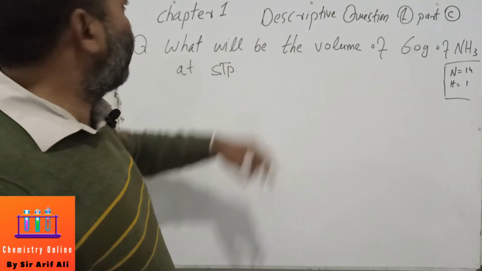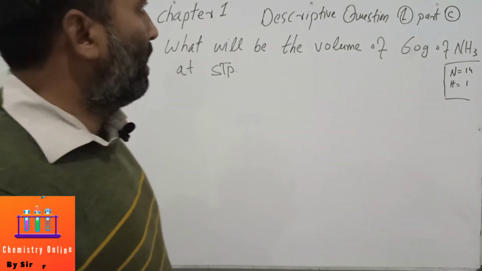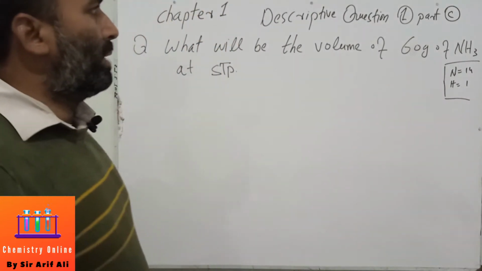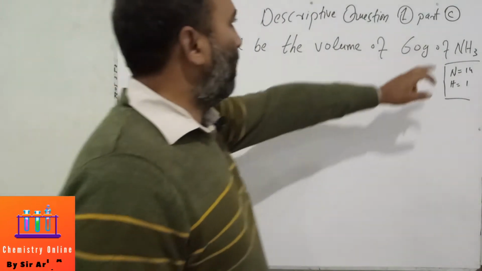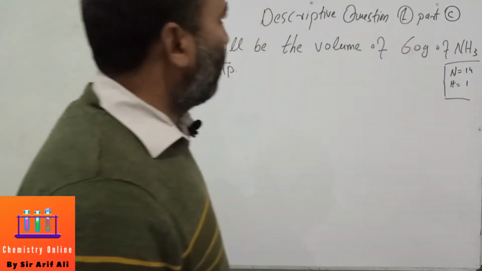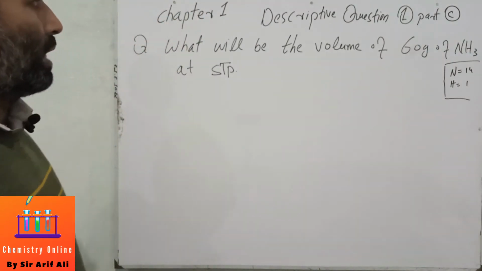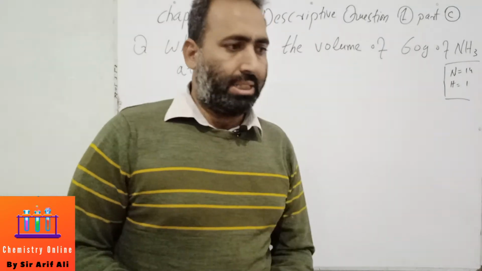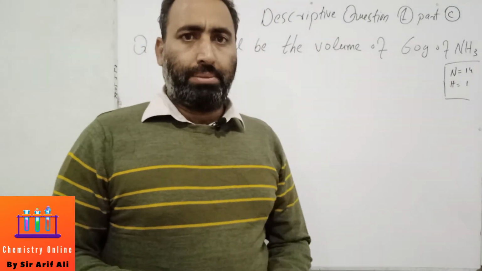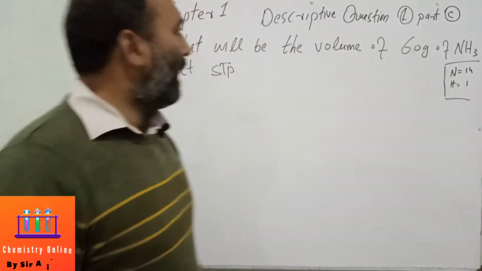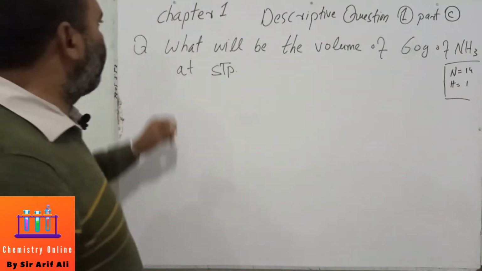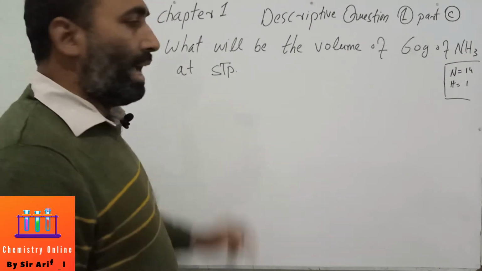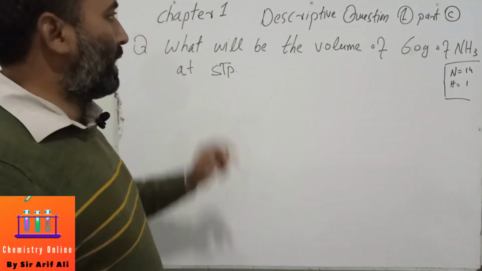The descriptive questions of chapter number first. The first question has several parts. We have already attempted the second part. Now the third part is about calculating the volume of any gas at standard condition of temperature and pressure. I will first read out the question to you. What will be the volume of 60 gram of ammonia gas at a standard condition of temperature and pressure?